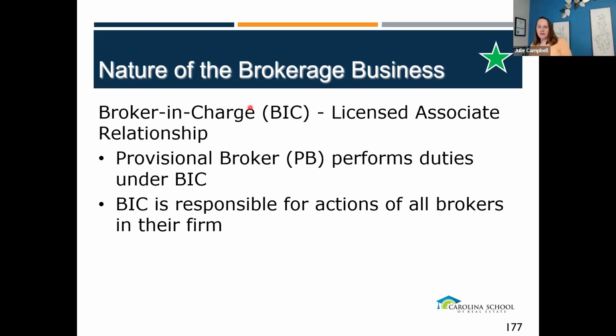Because the commission's going to say, you wouldn't have done this if your BIC was in your back pocket, if your BIC was acting like the training wheels. There are other things that the BIC is responsible for, all brokers of the firm, both provisional brokers and non-provisional brokers. As a full broker or a non-provisional broker, if you get yourself in trouble with the commission, you may or may not take your BIC down with you. It just depends. As a PB, you will.